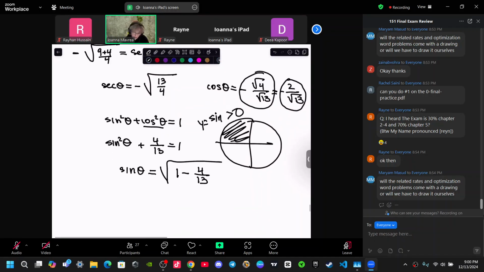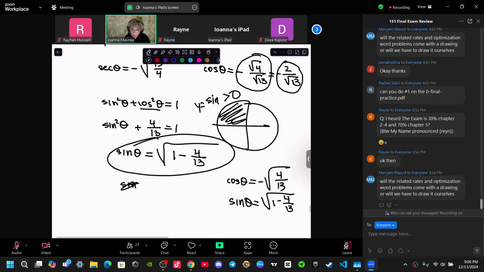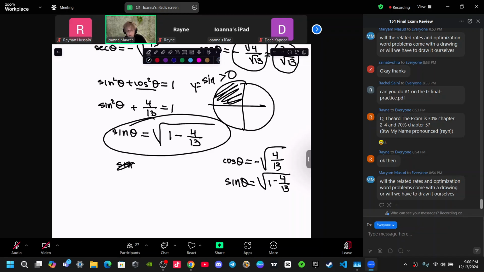whatever that number is. So the sine theta then, I'm going to leave it like that actually. I won't simplify it because it's correct. If you simplify, you may make a mistake, so leave it alone. So the cosine then we said was negative root 4 over 13. The sine was positive root of 1 minus 4 over 13. Perfect. Now we have sine and cosine. We can find the rest.